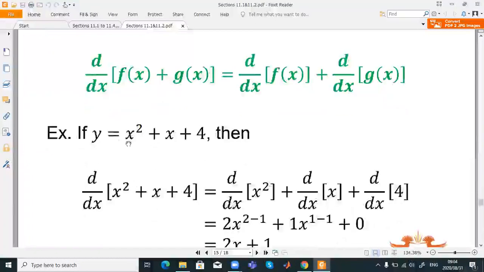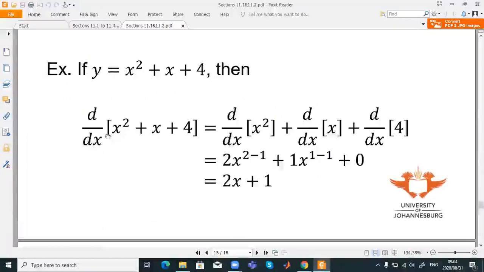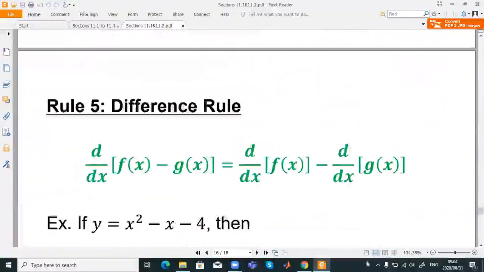y is equal to x squared plus x plus 4. Then can we differentiate this function? It's just the derivative of this plus the derivative of x plus the derivative of 4. So here you apply the power rule. Here also the power rule. Here you apply the constant rule. If you do that, the derivative of this gives us 2x. The derivative of that gives us a 1. And the derivative of 4 gives us what? A 0.